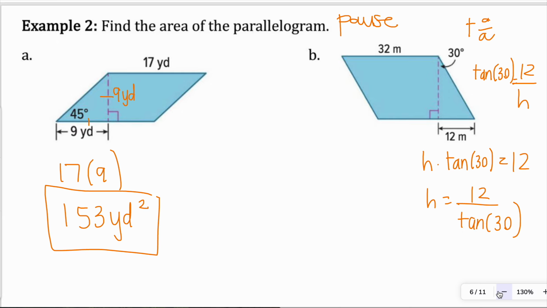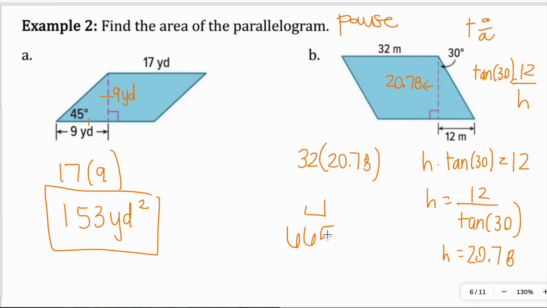Okay, that is going to give me about 20.78 rounded. So if my height is 20.78, I'm going to multiply that with my base of 32. So 32 is my base, 20.78 is the height. Multiplying those two, I'm going to get 665.1 square meters.